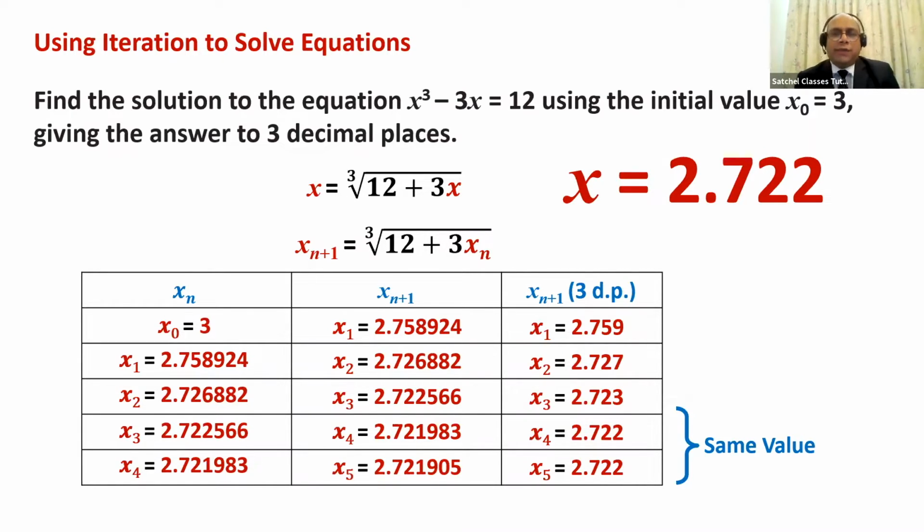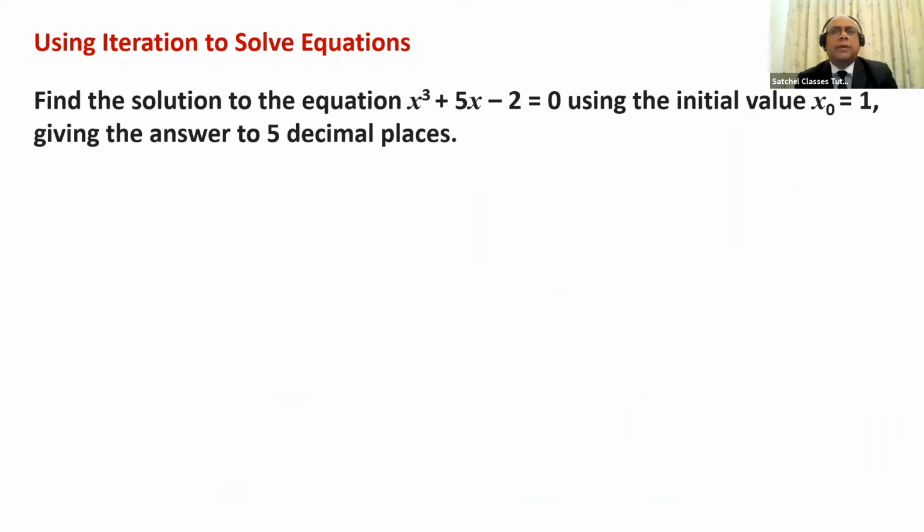Right? Let's take one more example to understand this better. Find the solution to the equation x cubed plus 5x minus 2 equals 0 using the initial value x0 equals 1. And you need to give the answer to 5 decimal places. What we'll do this time is, rather than making x cubed the subject, I'll make 5x the subject and take x cubed to the other side.